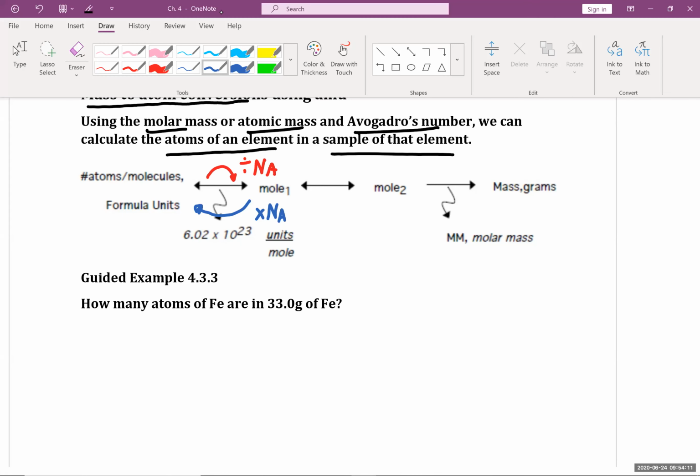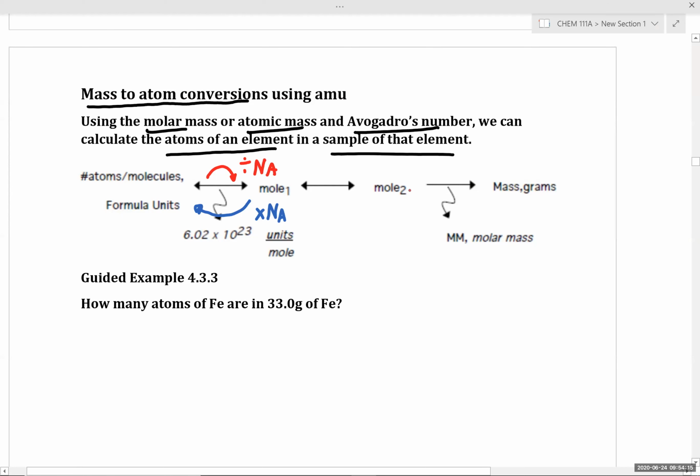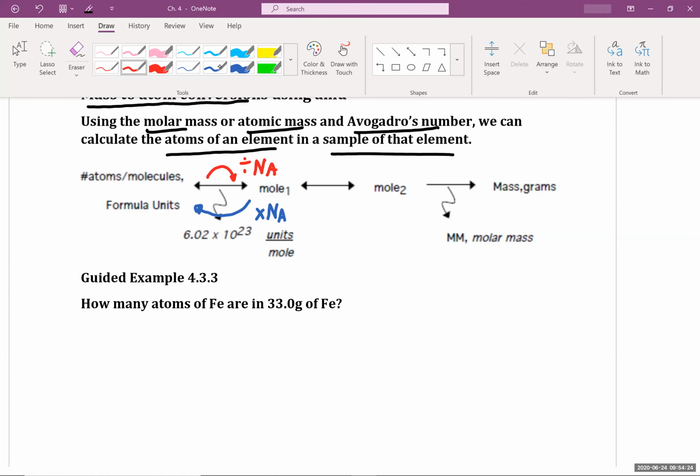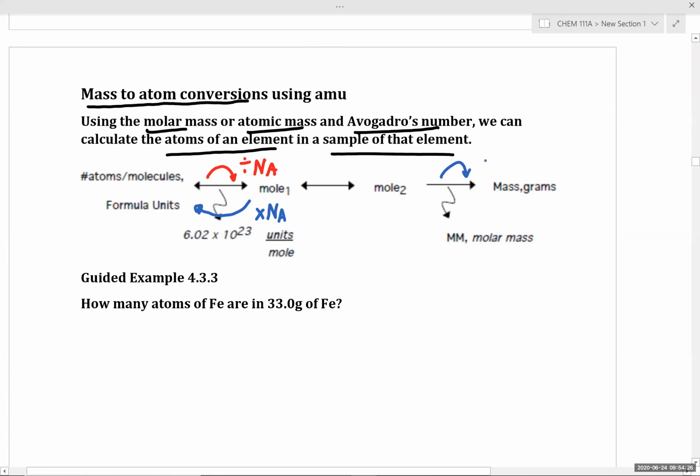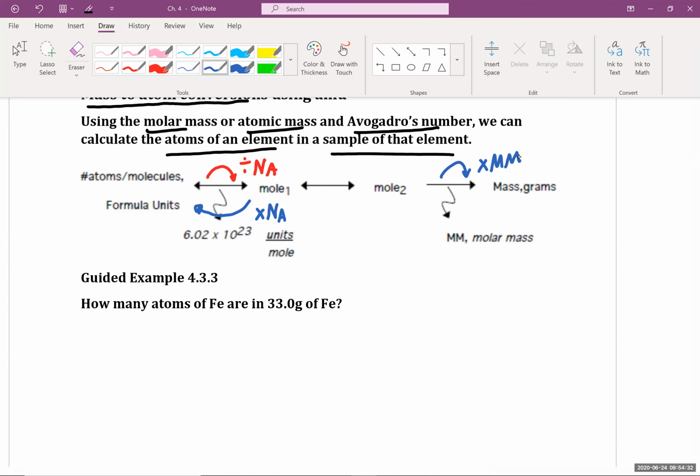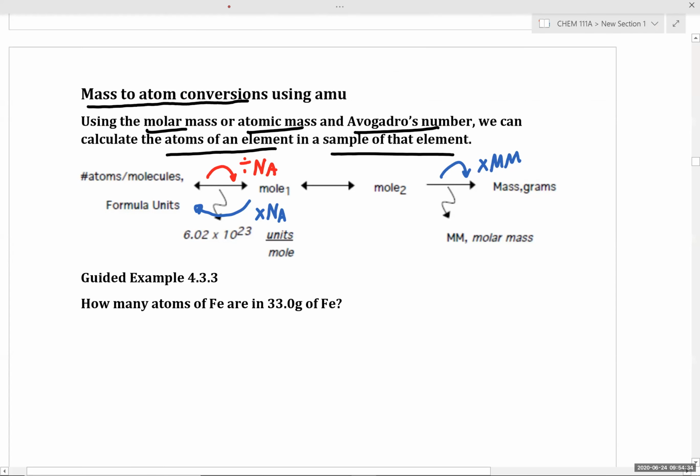Now, how do we get to moles from mass? Well, to go from moles to mass, we would multiply by the molar mass or molecular weight. If we want to go from mass to moles, we divide by the molar mass or molecular weight.